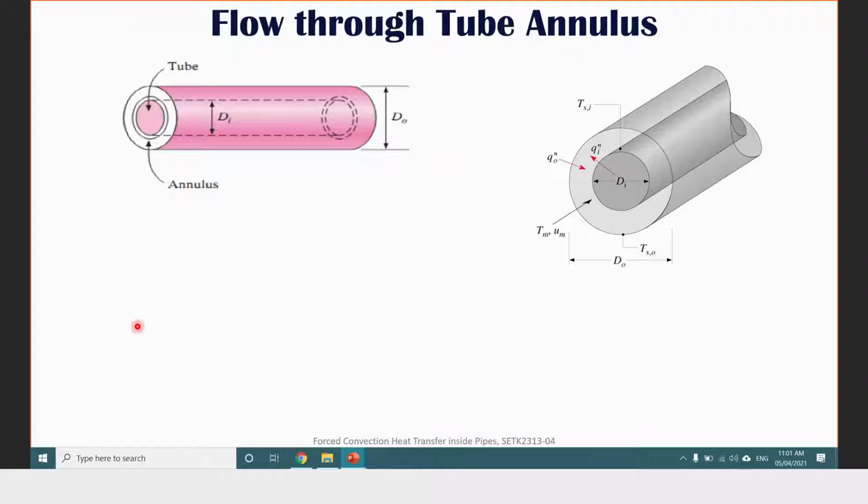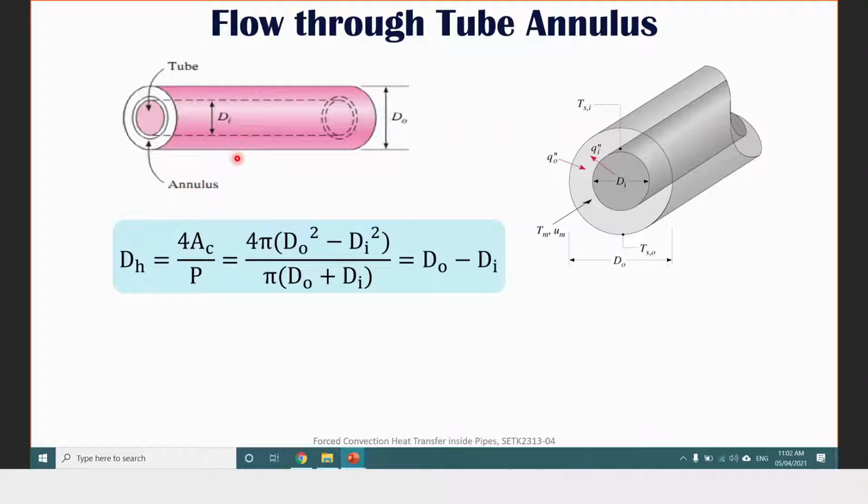Okay, so what about flow through the tube annulus? In this case, before this we were talking about the flow going through the tube, the tube in the middle here. But what if the flow is actually flowing between the tube and the outside wall here? So just this small white region there.